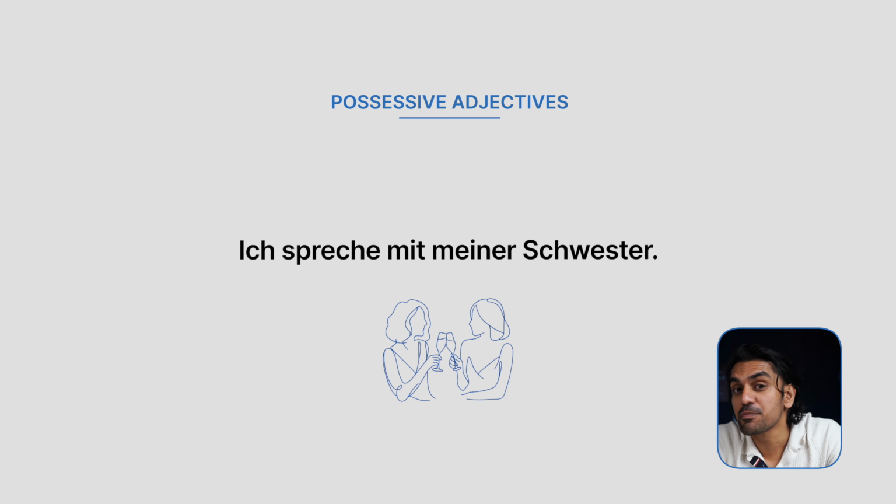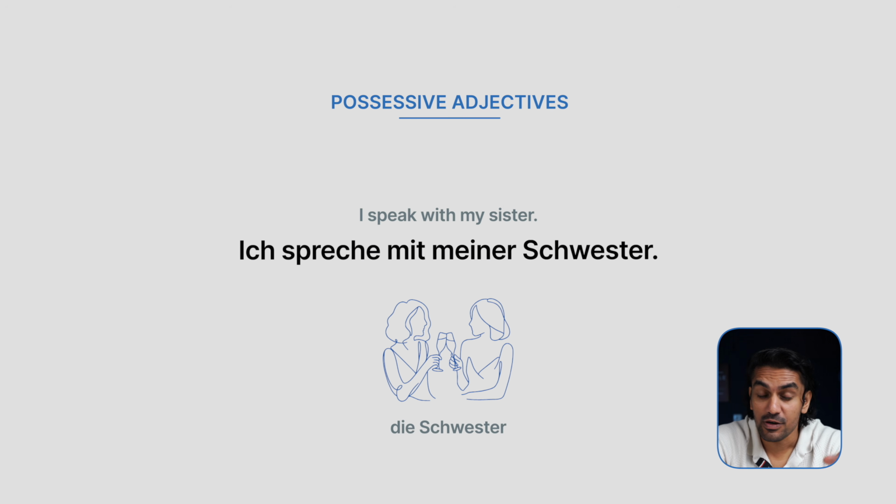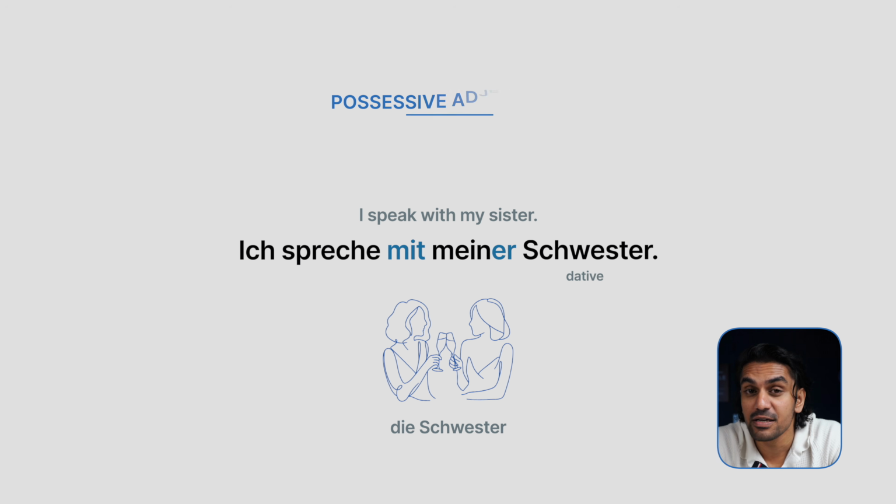Ich spreche mit meiner Schwester. I speak with my sister. Now Schwester or sister is feminine. And because of the preposition mit, the noun goes into the dative case. So the possessive word mein takes the er ending and becomes meiner Schwester.